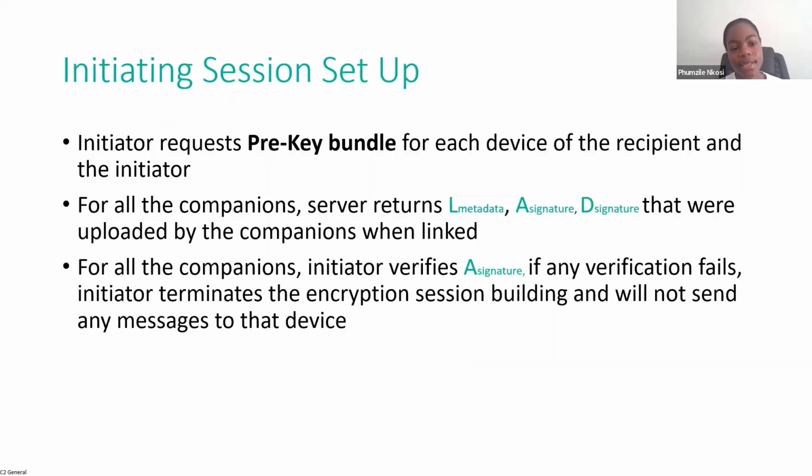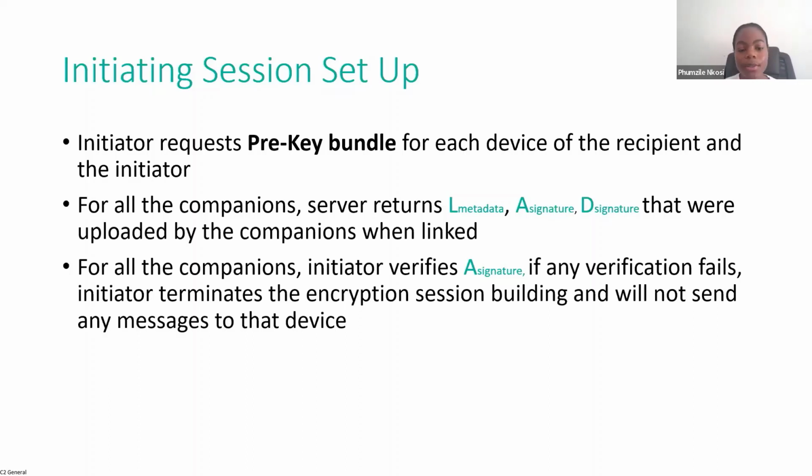So you, as the initiator, will request the pre-key bundle, which is the keys that we have mentioned, the public keys that consist of the public identity key, the signed pre-key, and one of the batch pre-keys. These will be requested for all the recipient devices and the devices that belong to you as the initiator, excluding the device that you are using to send the message. For the companion devices that belong to the recipient, the server will also return things like the linking metadata, the account signature, and the device signature, which we have already discussed, that are uploaded by the companions when they are being linked to an existing WhatsApp account.